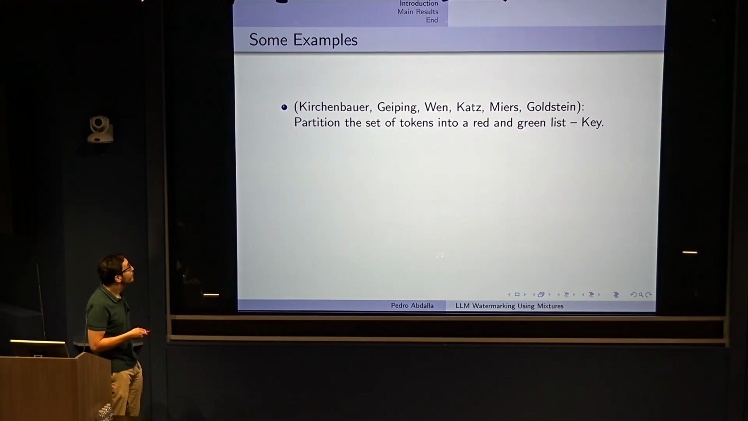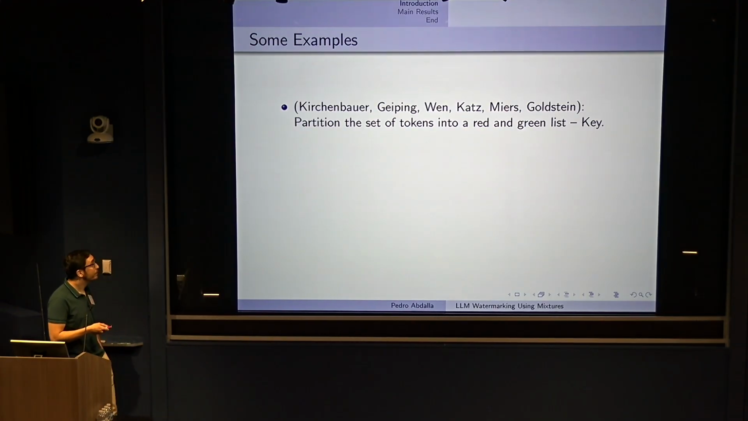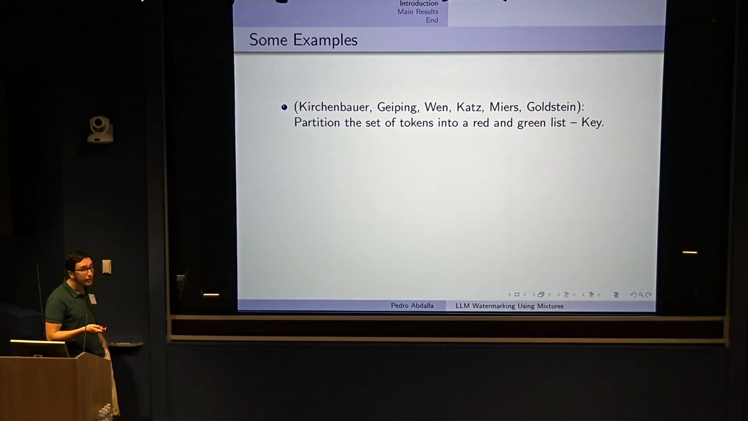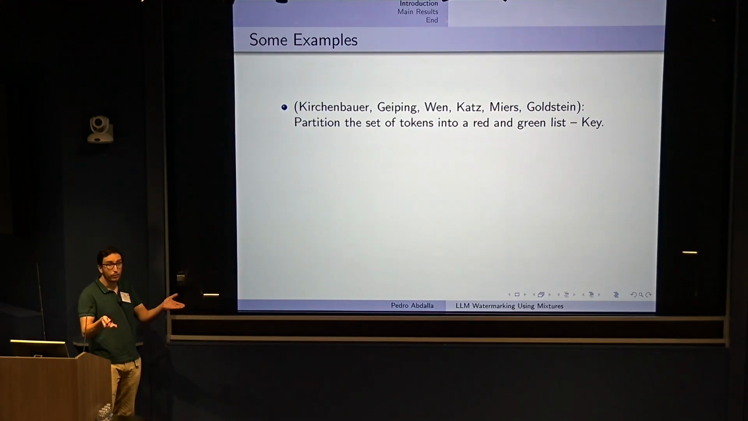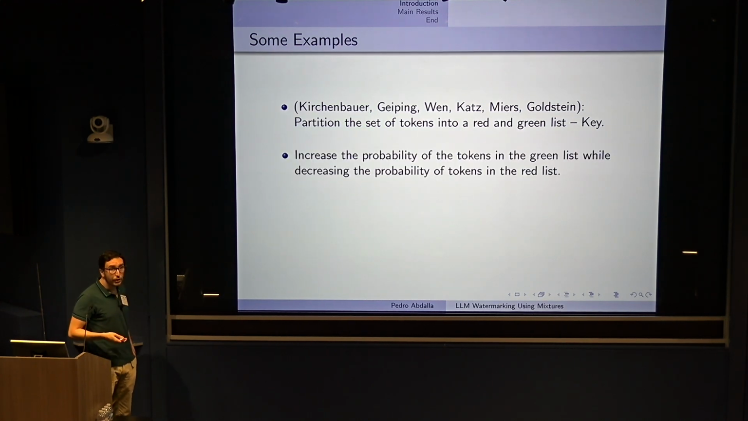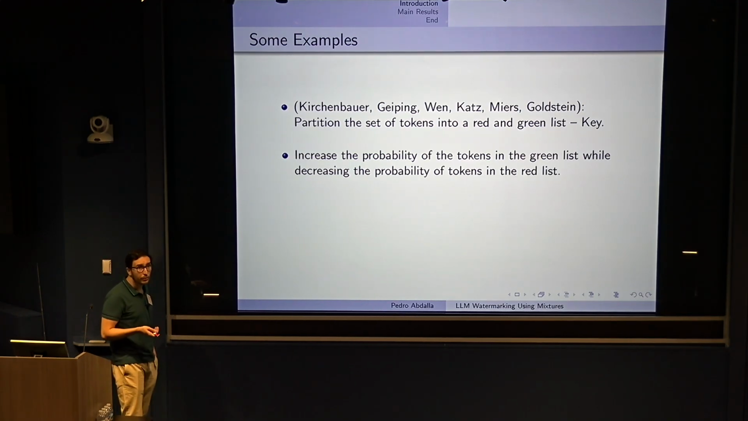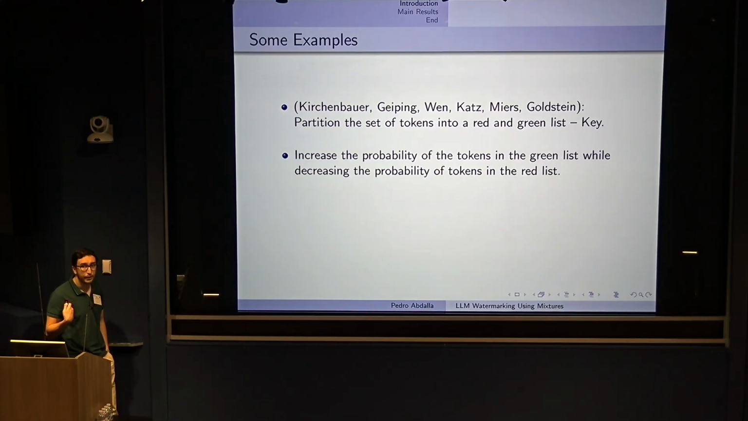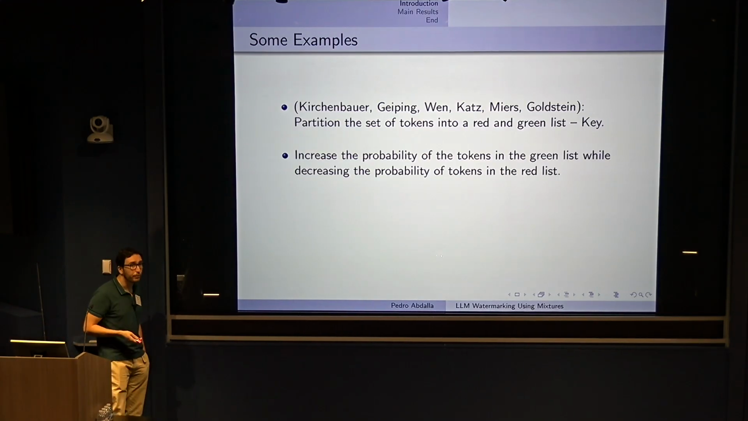This idea is by Kirchenbauer, Geiping, Wen, Katz, Miers, and Goldstein. They partitioned the tokens into red and green lists. Quite intuitive, right? You have the key, that only you know, of which tokens were colored as red and which tokens were colored as green. And then intuitively, you increase the probabilities on the green list while you decrease the probability in the red list. Usually, in the classical way, they do this in the softmax formulation, before taking the softmax function, to guarantee this is a probability distribution.